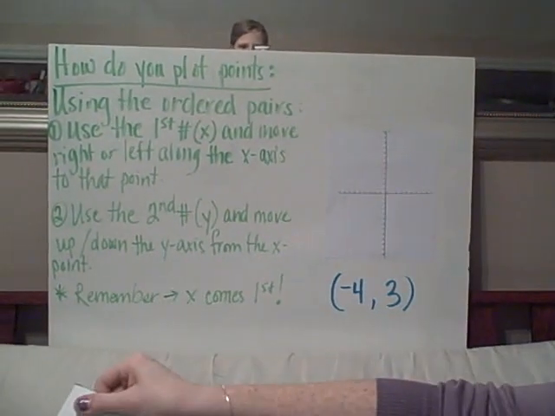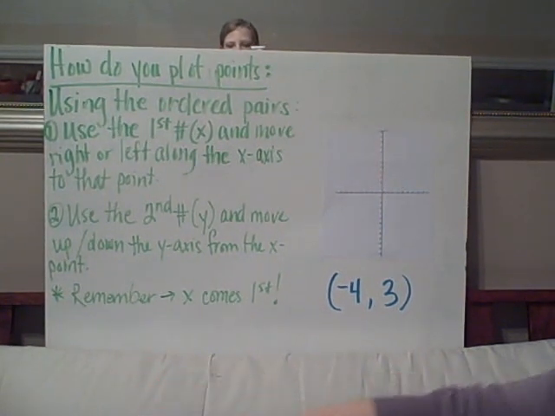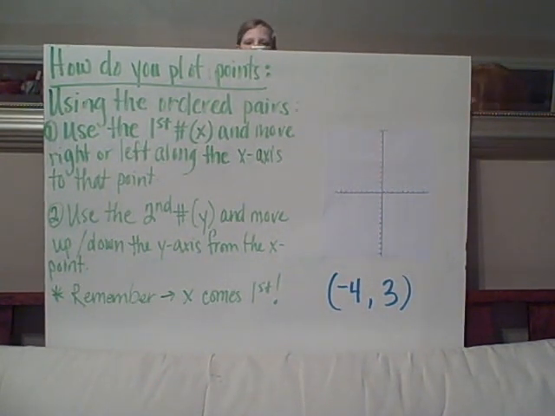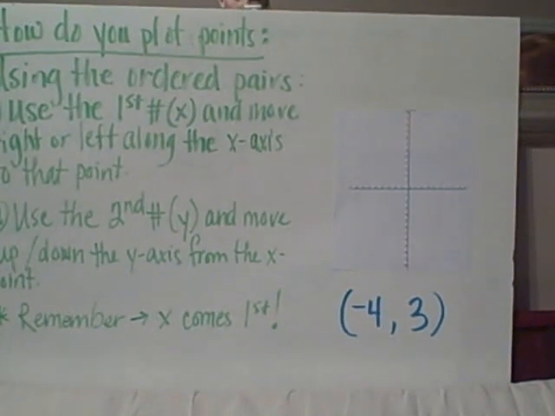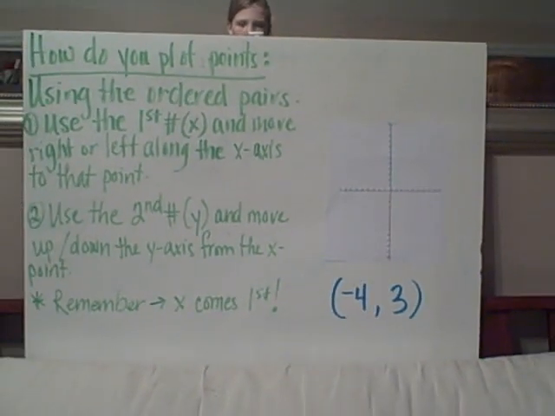All right, the next thing that you will have to do with a graph is plot one of these points. There are a couple of steps you have to follow, and we're always using an ordered pair. We're going to use the first number, which is our x, and move left or right along the x-axis to that particular point. Then we will look at the second number, which is our y-coordinate, and move up or down the y-axis from the original x point. Remember, x comes first. It's alphabetical, and it comes first when we are graphing.